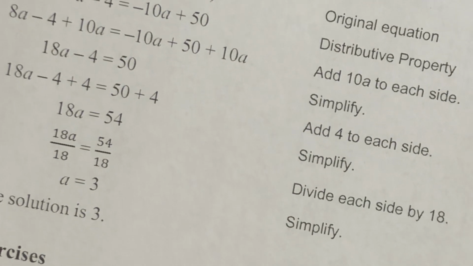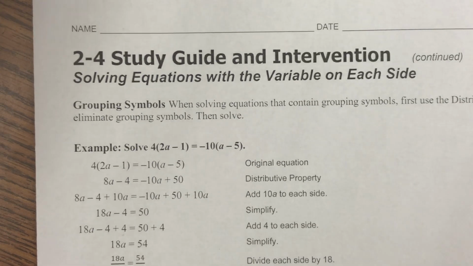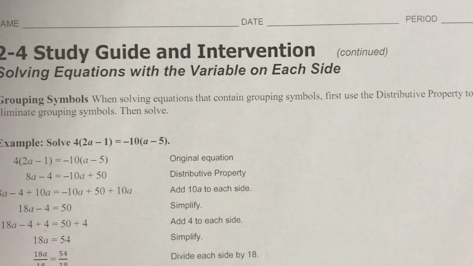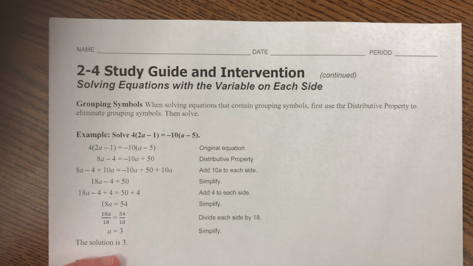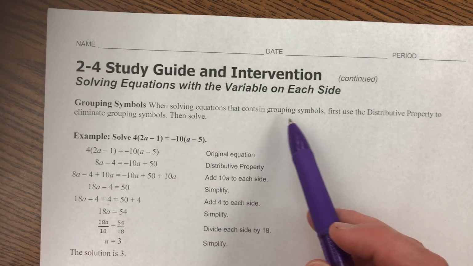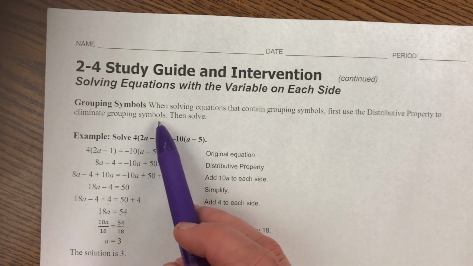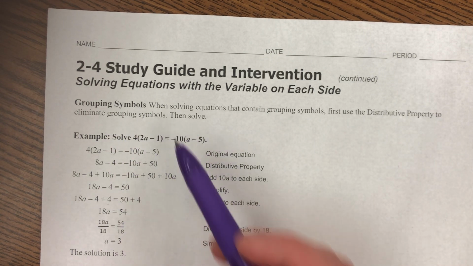Awesome. So then on the back side of the study guide, here it tells us grouping symbols. So we're going to work on grouping symbols. And you already know what this is. Let me back up a little bit. When you use parentheses to show the order in which you're supposed to solve something, it says when solving equations that contain grouping symbols, first, use the distributive property to eliminate the grouping symbols, then solve.